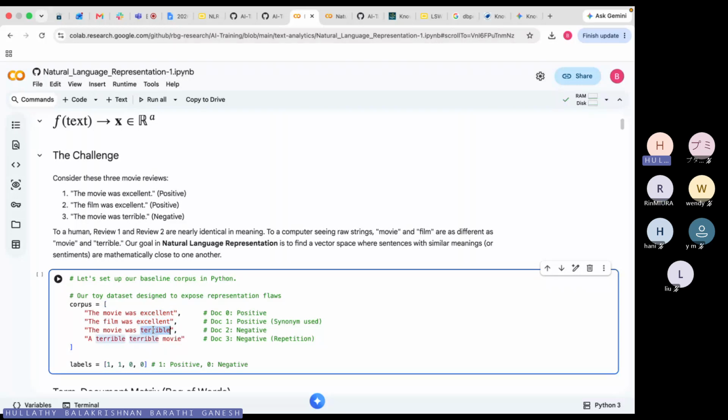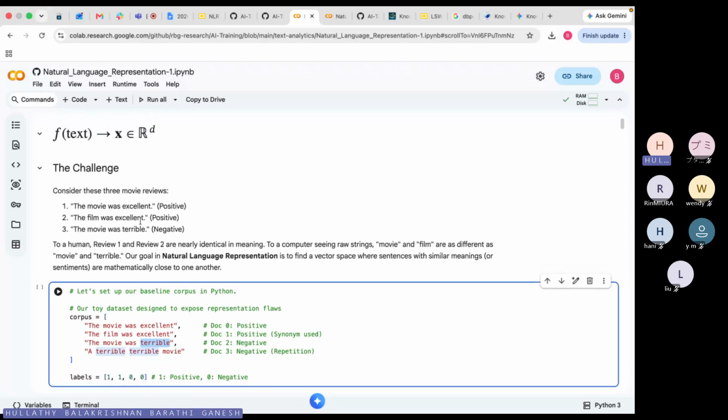So we are going to evaluate this representation, the word embeddings, by measuring the similarity between the movie and the film, and the excellent and the terrible. A good representation method should say the movie and the film are similar, and the excellent and terrible are not similar. It doesn't have any similarity. So any representation method should have it.